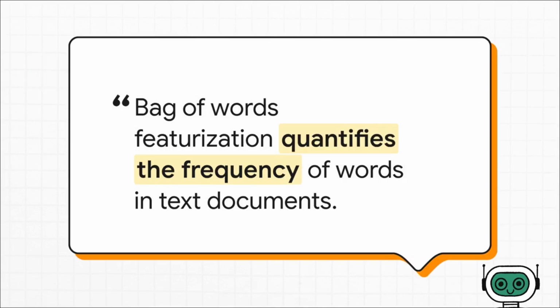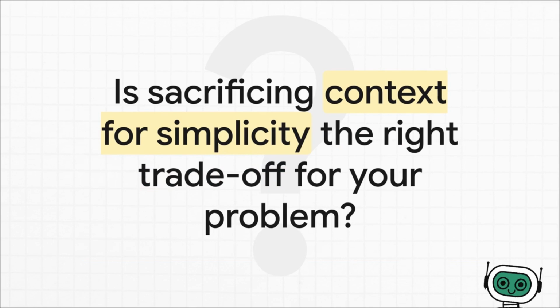So if you remember just one thing, let it be this. Bag of words is a way to turn text into numbers by just counting words. And in doing so, it makes a very deliberate trade-off. It sacrifices context for simplicity. And that leads us to the real takeaway. For any problem you're working on, you have to ask yourself, is sacrificing context for simplicity the right trade-off here? For something basic like spam filtering, the answer might be yes. For something complex like machine translation, it's a definite no. Understanding that choice is the key to using this tool effectively.